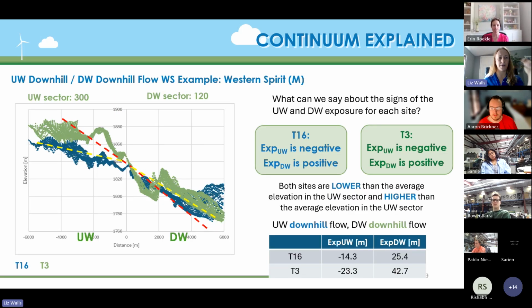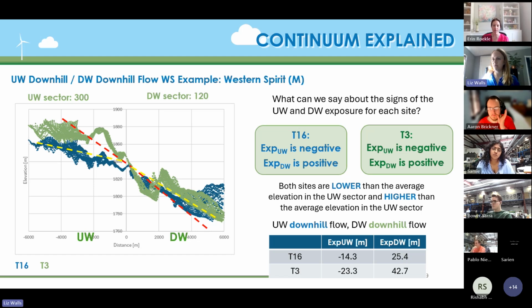So here they are laid on top of one another, the upwind and downwind exposure at the two sites, T16 and T3. And what can we say? Okay, so T16, we have a negative upwind exposure. So recall that negative upwind exposure means that your site is lower than the terrain in the upwind direction. So that means that the wind is flowing down towards your site. The wind is going downhill with a negative upwind exposure. On the other side of the site, the exposure is positive because the wind, again, is flowing down. The site is higher than the terrain in the downwind direction. That equals a positive downwind exposure.